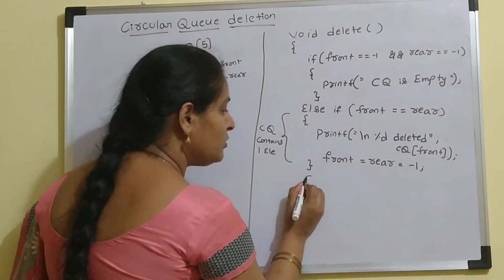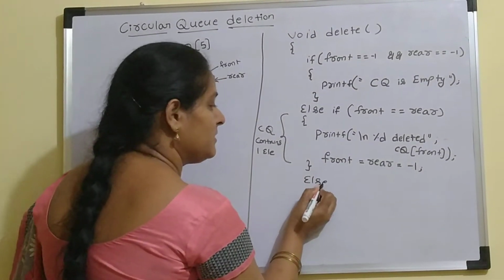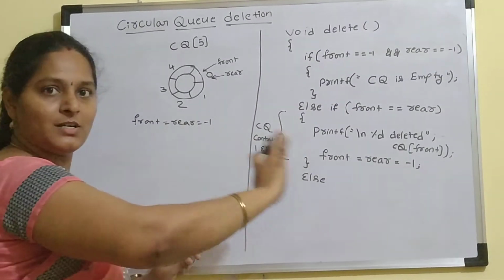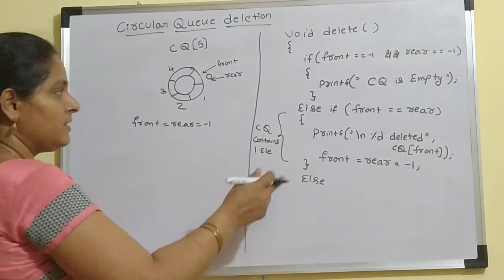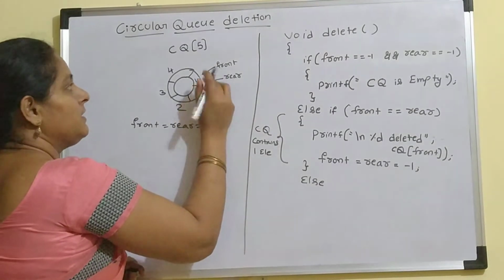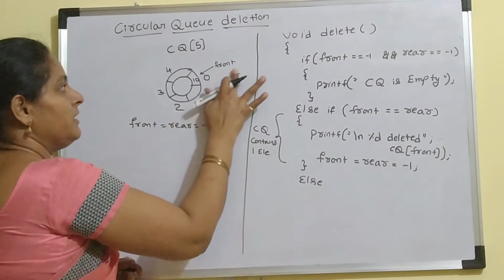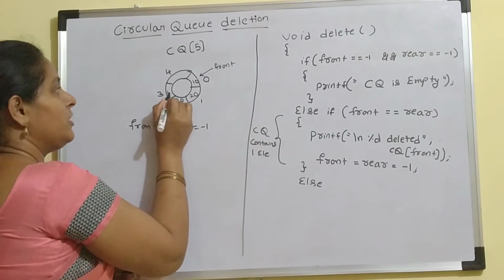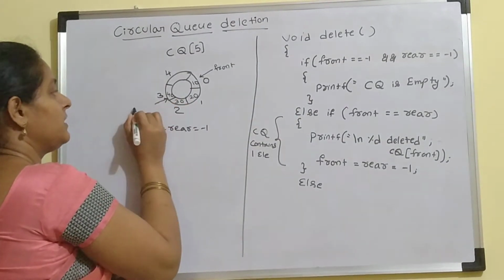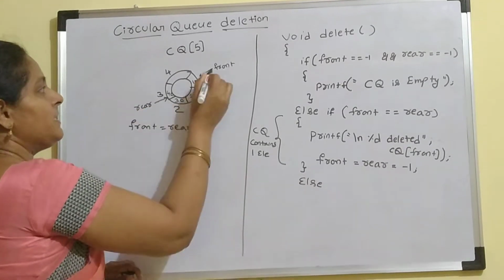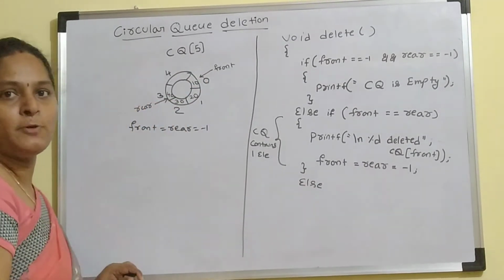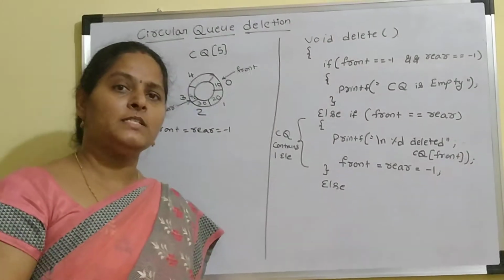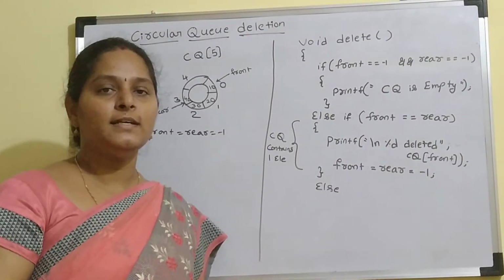If the circular queue contains multiple elements, that means the circular queue is not empty and does not have just one element, see that case. Just assume that I have multiple elements in the circular queue: 10, 20, 30, 40. Assume that I have 4 elements in the circular queue. The first element is pointed to by the front pointer and the last element is pointed to by the rear pointer. If you have multiple elements in the circular queue, how to delete an element?